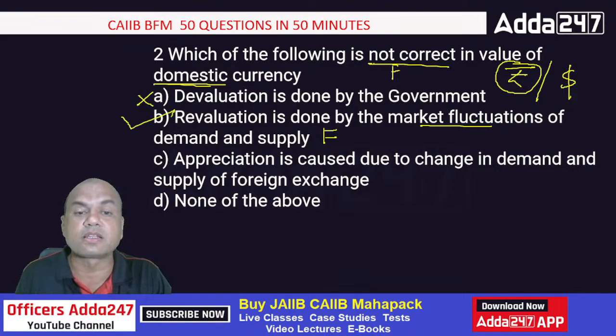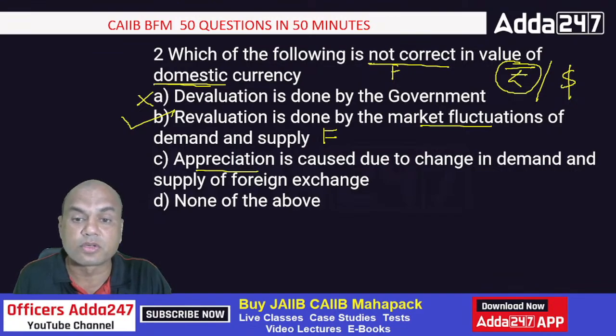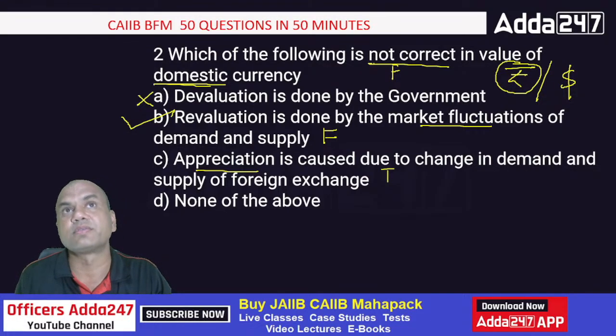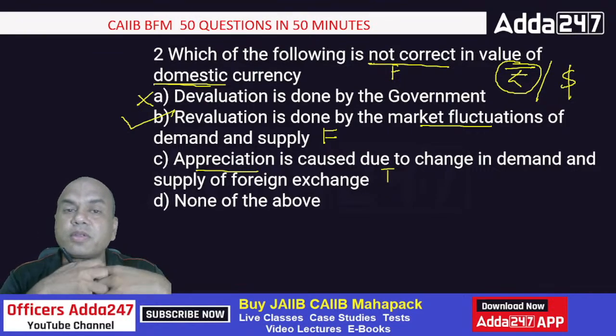But let's look at the others also. Appreciation is caused due to change in demand and supply of the foreign exchange. So this is true, but I don't want true, right? So that is out, and none of the above is also out. So the answer is B over here: revaluation is done by the market fluctuations of demand and supply.